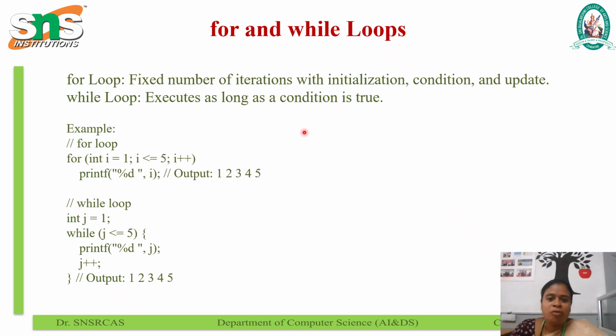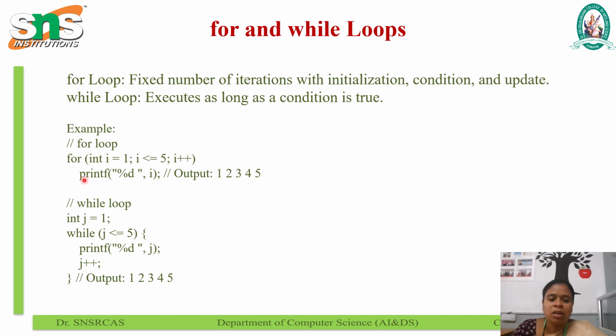Next one, for and while loop statements. The for loop is an entry control loop. The condition is checked first. It is used when we know beforehand how many times we want to repeat the block of code. The while loop is also an entry control loop. It is used when we do not know in advance how many times we need to execute the loop. The loop continues until the condition becomes false.